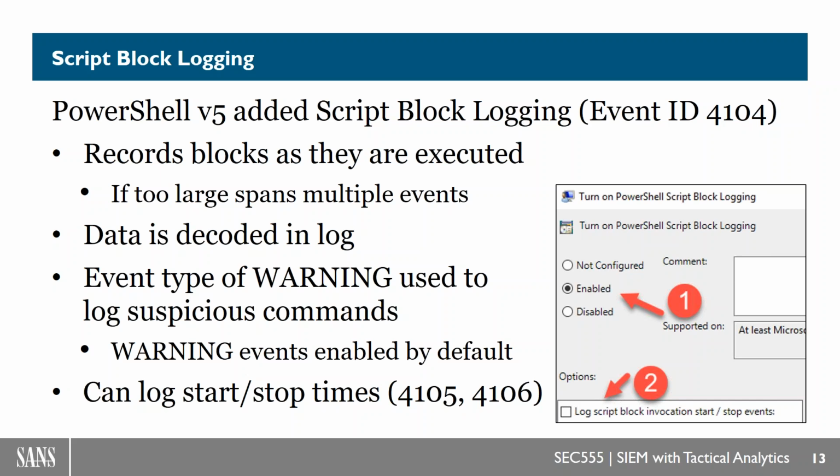And it's going to list them block 1, block 2, block 3, block 4, and so on. And so now we're going to say, here's the same block number, or block ID, or script ID, and then here's the block that's run for each one of these events. Now, optionally, you can also do start and stop times, which will cut event IDs 4105 and 4106 if you want. That will show you how long a script was run.